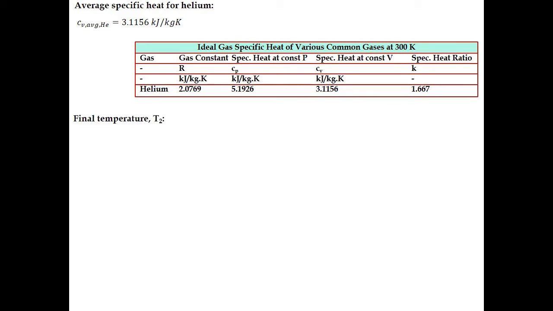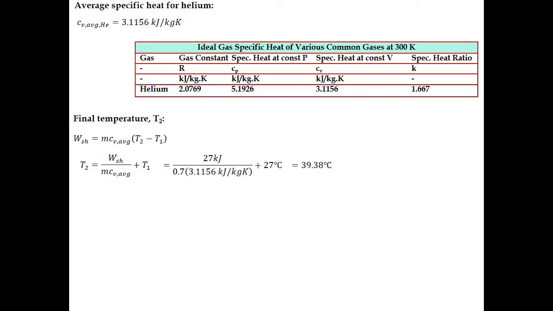And then for the final temperature T2, based on the equation for the shaft work, first we rearrange the equation because all the data are already obtained except the value of T2. So we rearrange the equation, and we have T2 equal to W shaft divided by m Cv average, plus T1. Substituting all the data that we have, we get the value of T2 equal to 39.38 degrees Celsius.